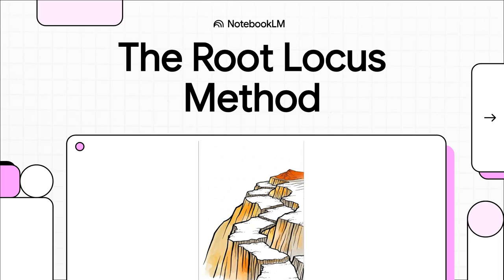Welcome to The Explainer. Today we're going to talk about a really elegant graphical method that lets engineers, well, kind of predict the future, or at least the future behavior of the systems they design. It's called the Root Locus Method.